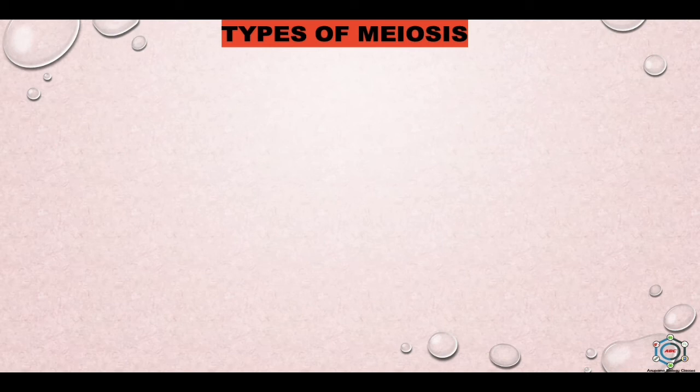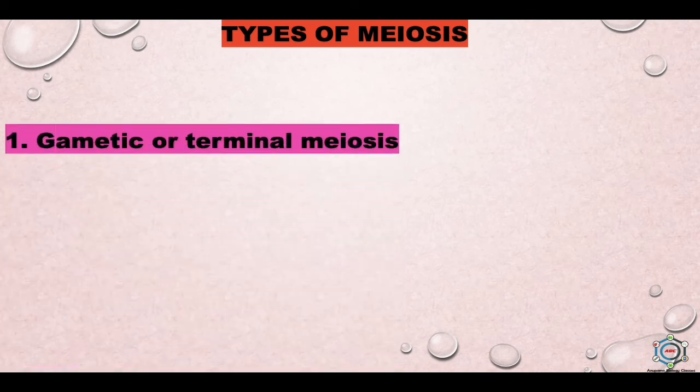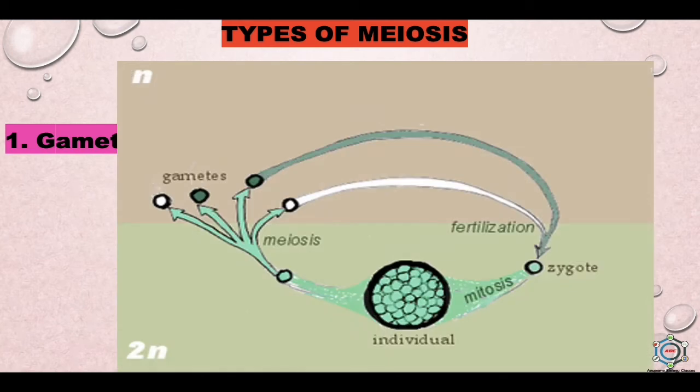Now, the types of meiosis. First, gametic or terminal meiosis. In this picture, you can see gametic meiosis. It occurs in protozoans, all animals and lower plants. Here, meiosis takes place before fertilization during the formation of gametes. The gametes formed by meiosis are haploid. When the two gametes unite in fertilization, the resulting zygote is diploid. This type of life cycle with diploid adult and gametic meiosis is the diplontic cycle.